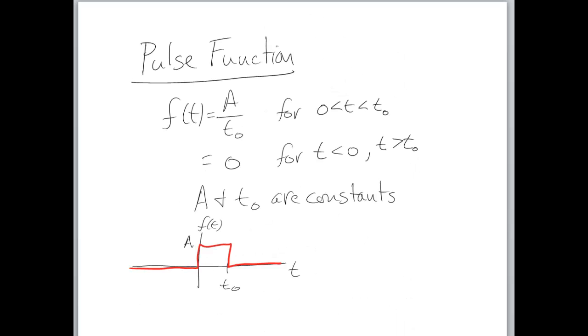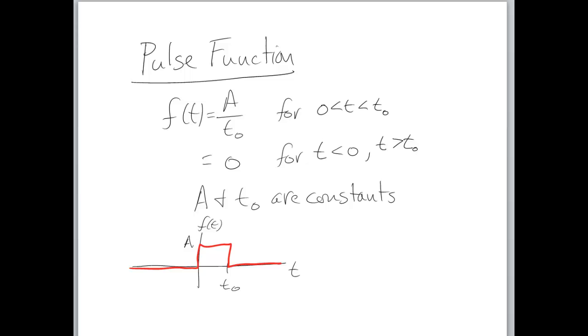Alright, let's keep going. Let's look at the pulse function. So in this case, we have a function f of t that equals a divided by t sub 0. It can probably best be described in this graphical form. So let's take a look at the function.